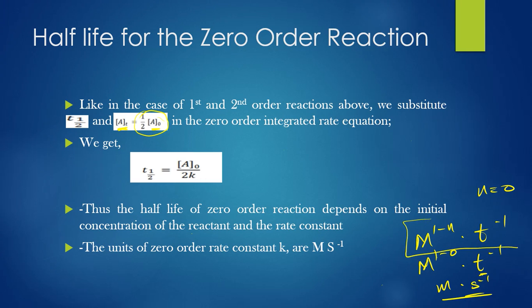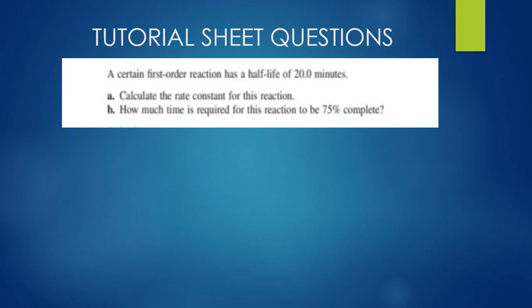So master this, please. You need to know how to come up with the units of the rate constant because they are different. Now let's do this last question, or maybe I'll do this one and the other one. So let's do this question now. What's the question saying? A certain first order reaction has a half-life of 20 minutes. Calculate the rate constant for this reaction.